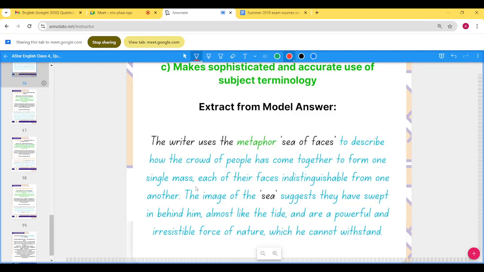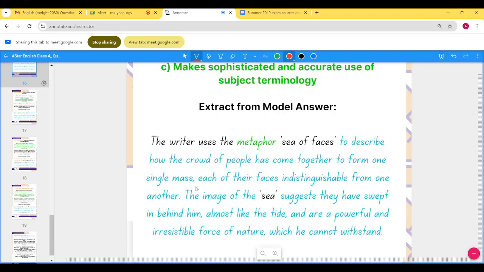So we've just got a part, as I say, a small part. This is not a whole answer. It's a small part of an answer. And it says, the writer uses the metaphor sea of faces to describe how the crowd of people has come together to form one single mass. Each of the faces is indistinguishable from one another. So notice how the description is almost describing what a sea is like. You've got a single body of water. The crowds are a single mass. You can't tell particles of water apart. You can't tell the crowd apart. They are indistinguishable.